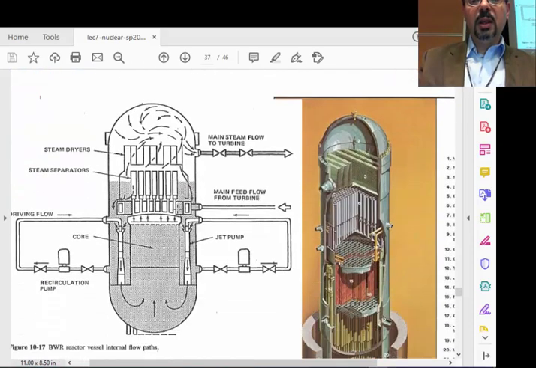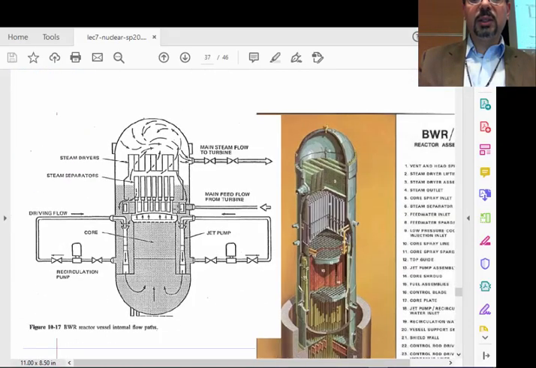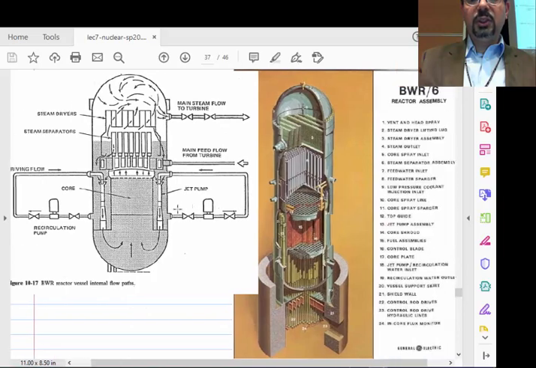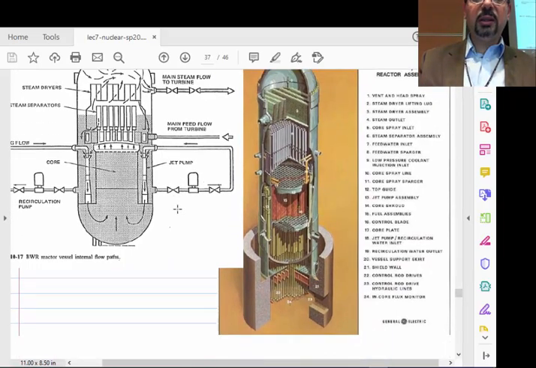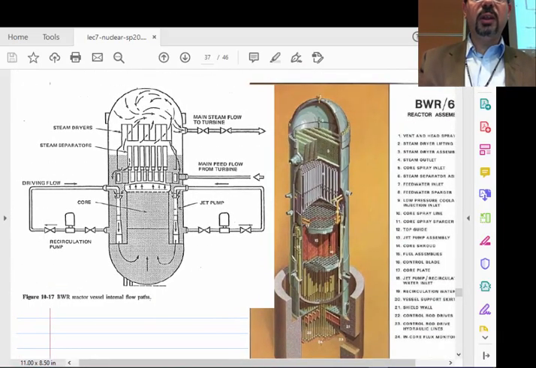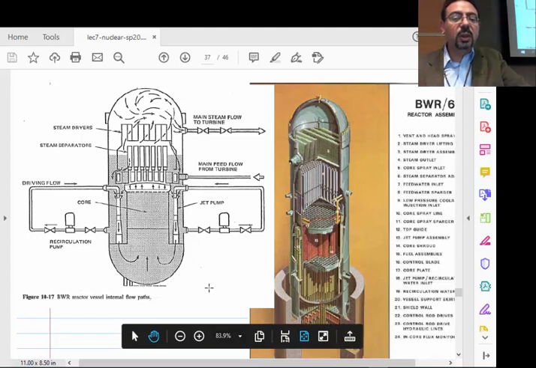Right? So this is the one that exploded in Fukushima, and that's from General Electric, and that is actually the design that we have in a lot of our power plants. Okay? So what is going on?